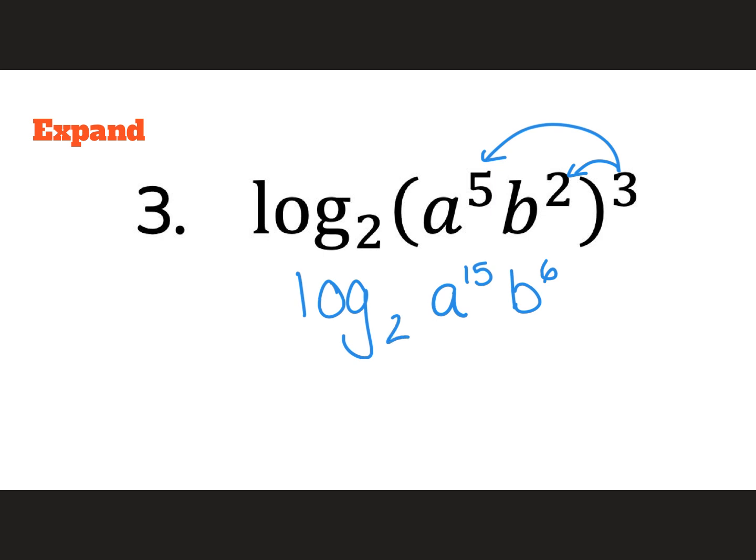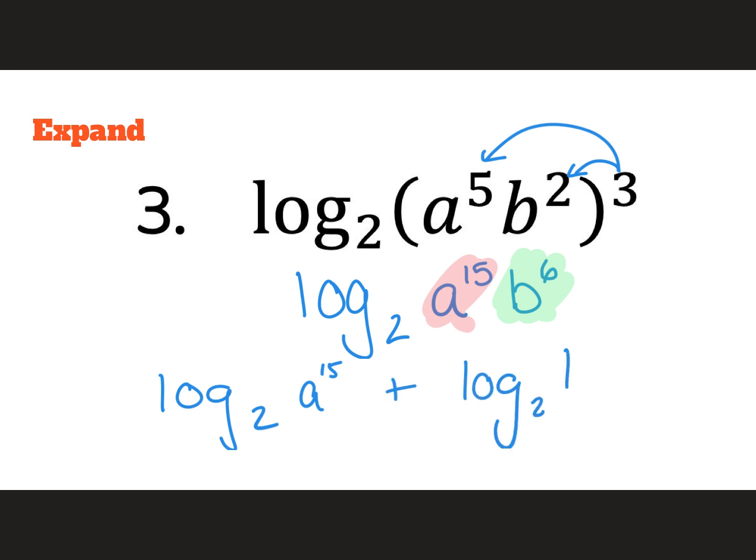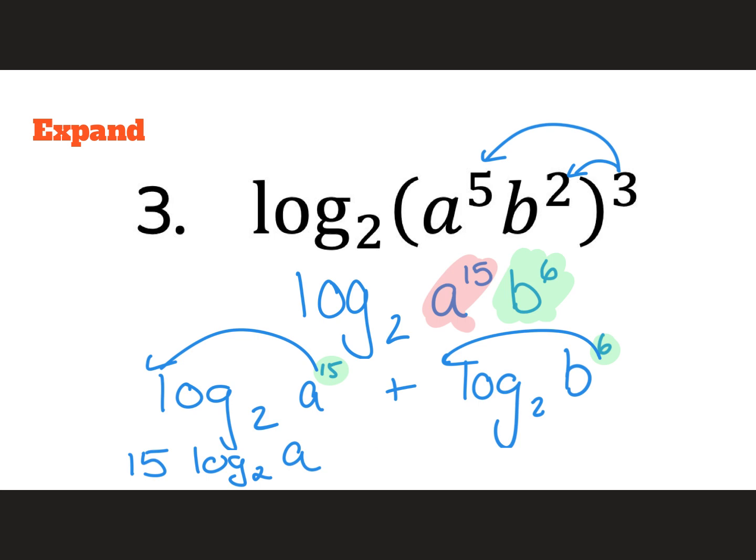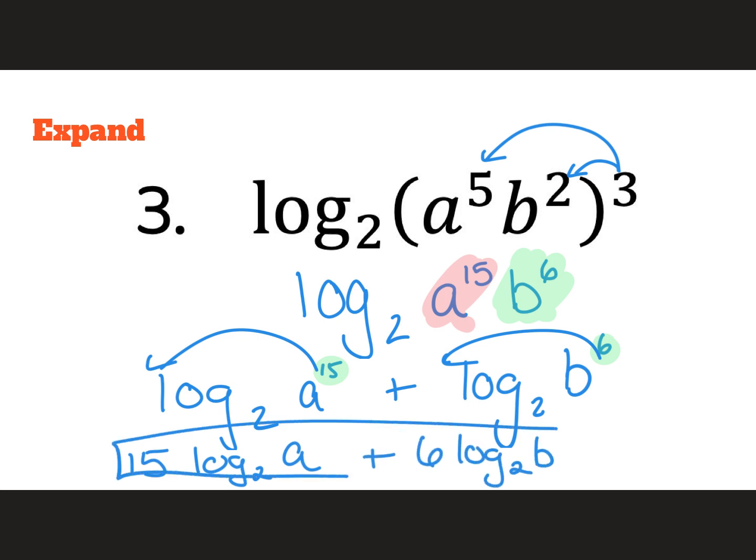Now I'm going to break up my argument. I've got a to the 15th and b to the 6th, and that's a product, so I'm going to break that into 2 separate logs, base 2, and it will be held by addition, log base 2 of b to the 6th. Lastly, both of these have an exponent, so they'll come out front. So this is 15 log base 2 of a plus 6 times log base 2 of b. I can't break down those arguments any further.